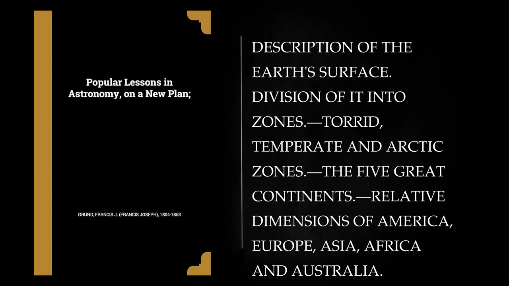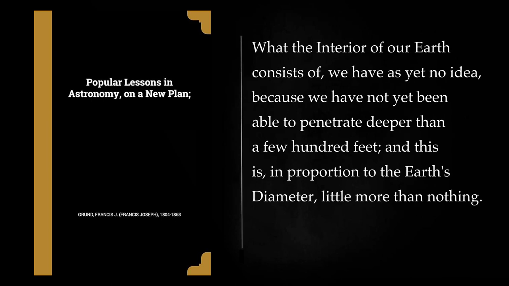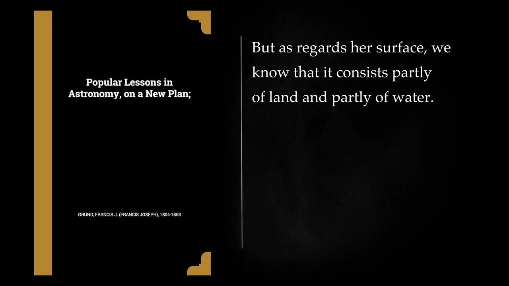Section 32. Having learned the relation of our Earth to the Sun and the planets, it will be well to acquaint ourselves with the principal objects on its surface. What the interior of our Earth consists of, we have as yet no idea, because we have not yet been able to penetrate deeper than a few hundred feet, and this is, in proportion to the Earth's diameter, little more than nothing. But as regards her surface, we know that it consists partly of land and partly of water.